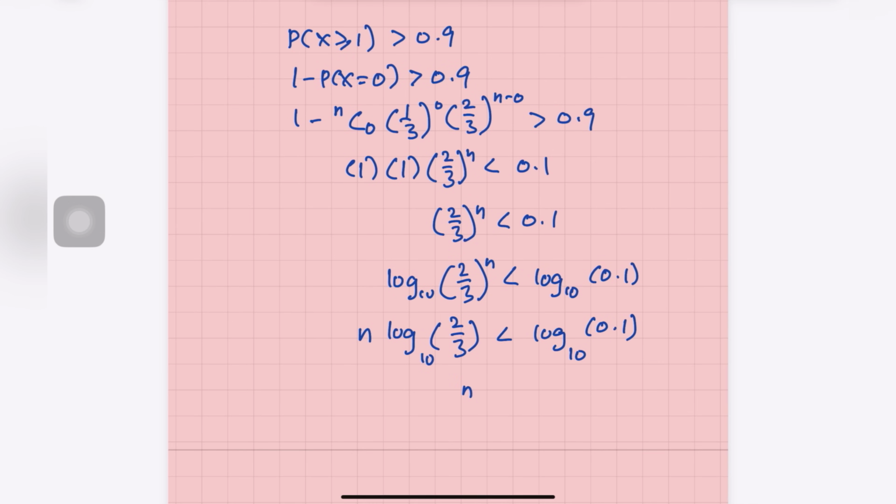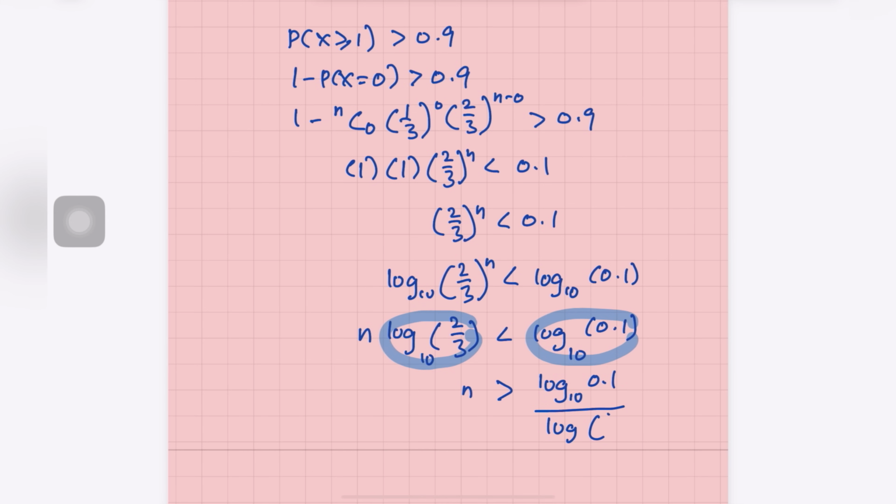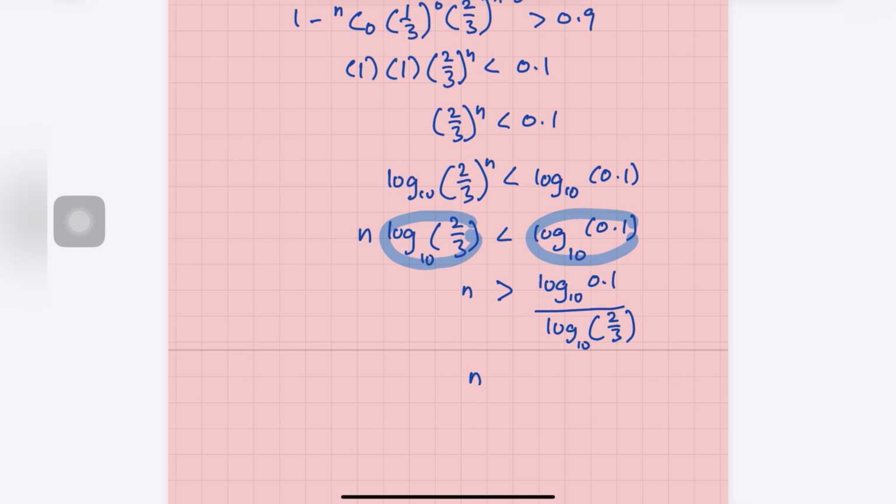Then n is more than, why more than? Because this one is actually negative, so the sign changes. So this equals log 0.1 base 10 divided by log 2 over 3 base 10. Then n is more than 5.678. n is the number of tosses, so n is an integer, so we take n equals 6.